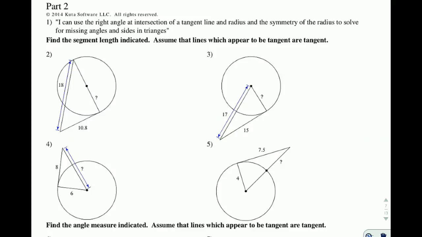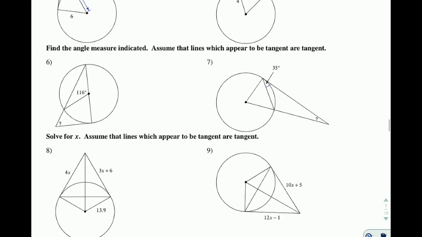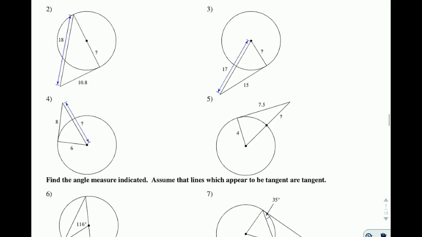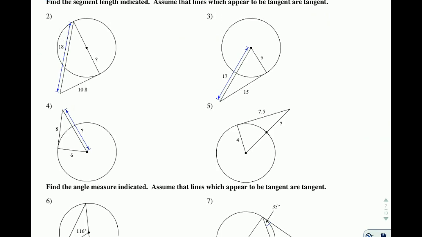Alright, we're on to part 2 here. First page says we're looking to say that I can use the right angle at the intersection of a tangent line and a radius and the symmetry of the radius to solve for missing angles and sides in triangles. That's a mouthful. All we're trying to do is solve for the missing thing in these pictures, which are a bunch of right triangles. And we'll see the same thing down here, and we'll look for angles on the bottom, side lengths on top. So let's go ahead and start out with number 5.